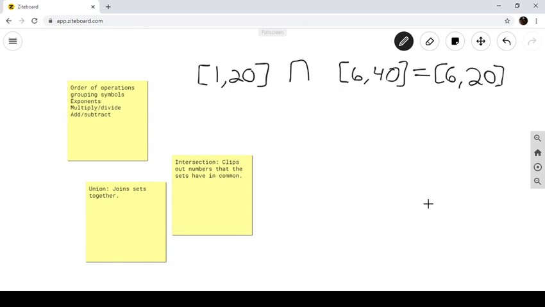Okay, so like I said before, union is like glue. It puts the two sets together, makes them one. Intersection is like scissors. It cuts out the things that it wants and just has what's in common. Okay?